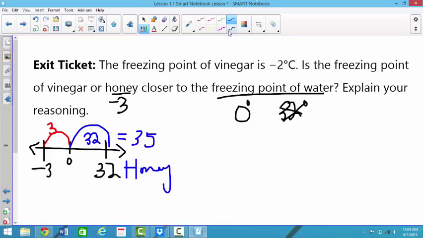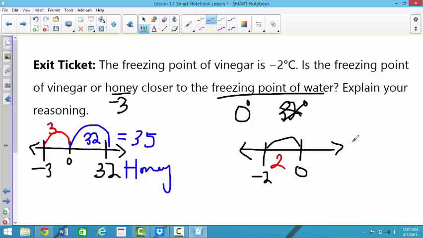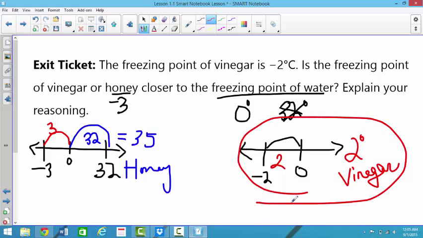Okay, now let's do vinegar. The freezing point of water is 0 degrees Celsius. Vinegar is a -2 degrees Celsius. How far away is from here to here? That's a difference of 2 degrees. And that is vinegar. Which one's closer? Vinegar is closer.